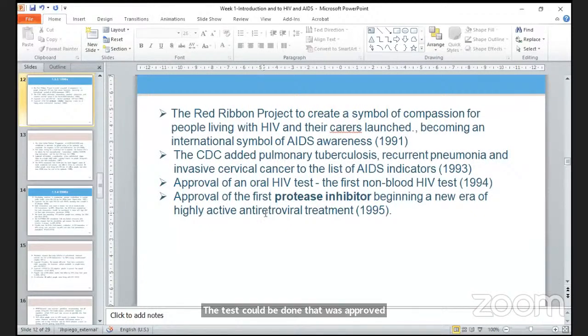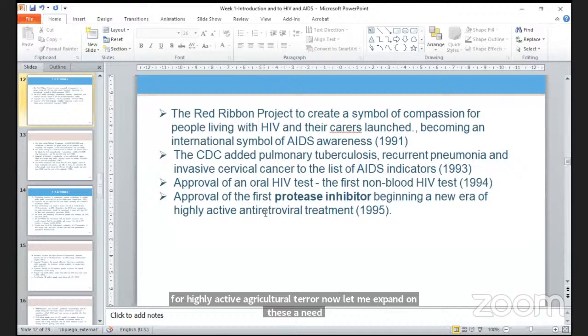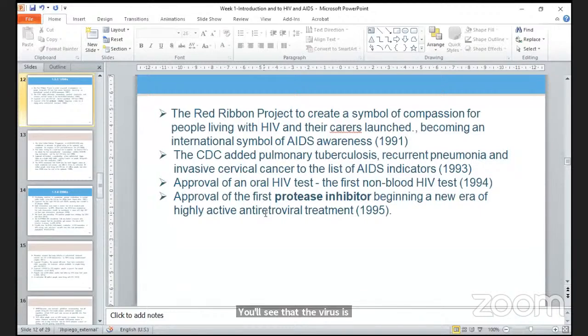Then 1995, approval of the first protease inhibitor drug, beginning a new era for highly active antiretroviral therapy. Now, let me expand on this a bit. When we look at week 2, when we're discussing the life cycle of the virus, you will see that the virus is majorly made of proteins.